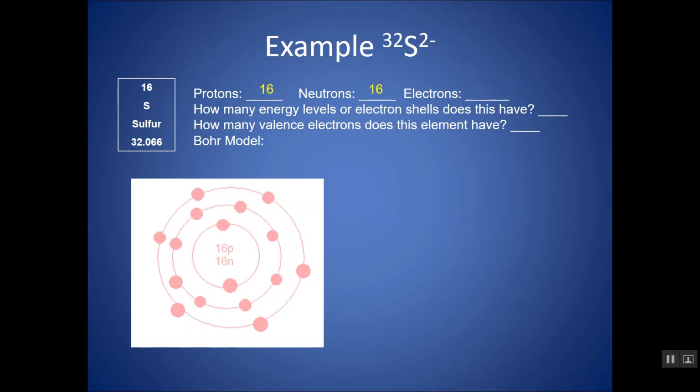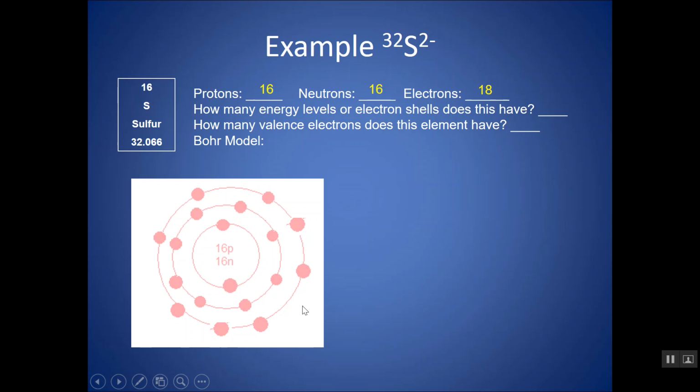There are 2 more electrons than protons, and the protons are outnumbered. So the atom would have 16 electrons, but the 2 minus tells me it gained 2 more, and it has 18 electrons total. So I need to add 2 more electrons to my structure. Where do I want to add them? I can't add them in the first. I can't add them in the second. I've got to add them to my outermost energy level, which can still hold more. So here's 1, here's 2 more.